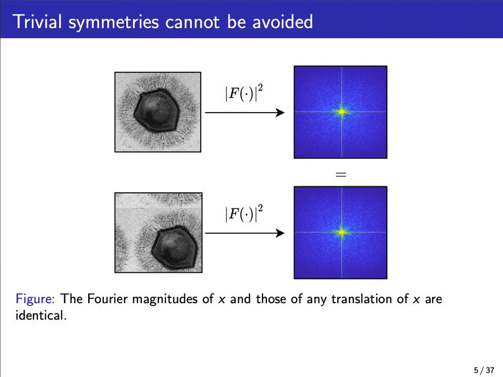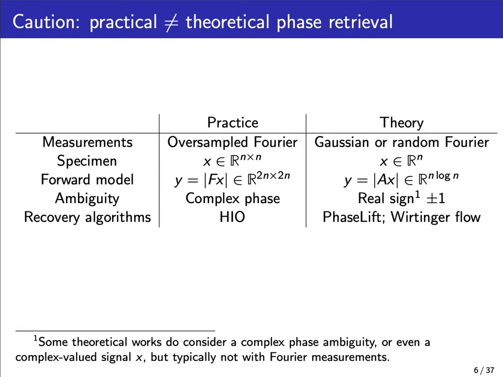And a really basic thing you can see is that trivial symmetries cannot be avoided. So for example, the Fourier magnitudes of any x and any translation of x are going to be the same. And here we show periodic translation, but of course in practice your image is going to be zero padded somewhat, and this is going to coincide for small translations with normal translation.